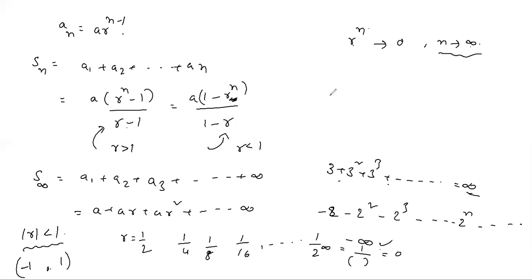So in that case, r power n value is 0. So what do you get in that formula? A by 1 minus r. With r power n value 0, you get a into 1 by 1 minus r. This is the S infinity formula, the sum of infinite terms of GP. Sum of infinite terms of GP is a by 1 minus r. The common ratio should lie between -1 and +1, open interval.